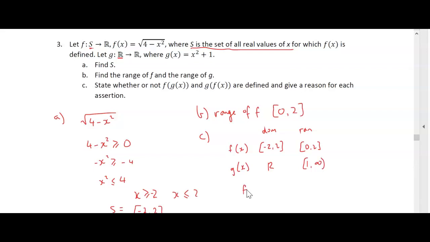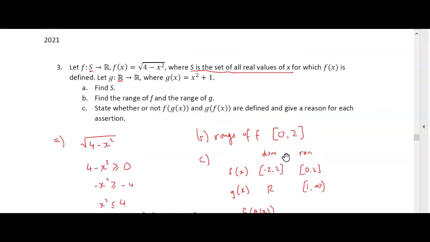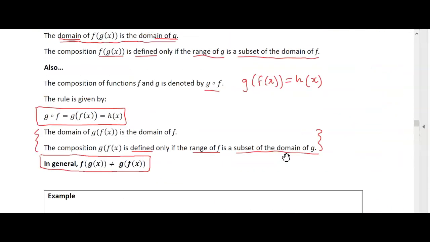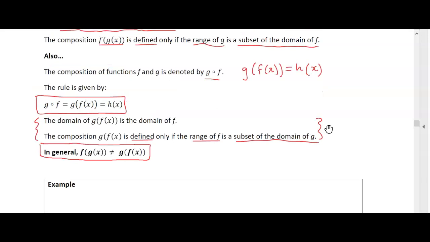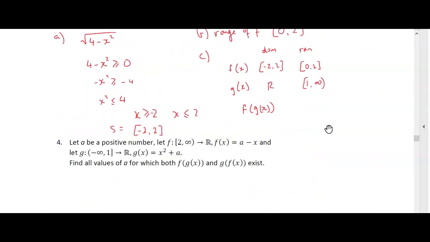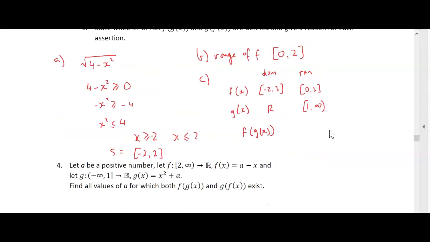All right, so let's do f of g of x first. Test whether it's defined. I always get them mixed up. So let's go back, f of g of x. So the range of g is a subset of f. All right, so the range of g is 1 to infinity. And the domain of f is -2 to 2. All right, and we can just put the subset sign in the middle. Now, is it a subset? No. Okay, so we're going from 1 to infinity. Here we're going just from -2 to 2. So it's not a subset, so it's not defined.